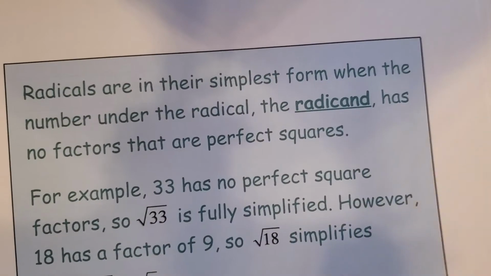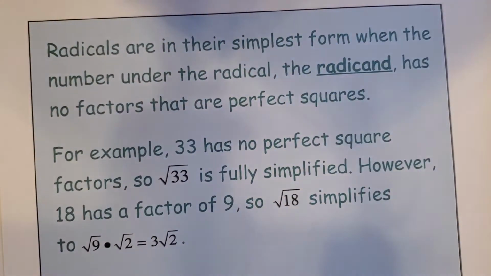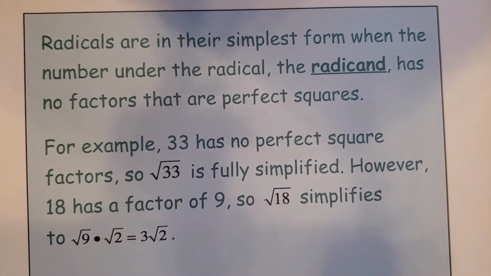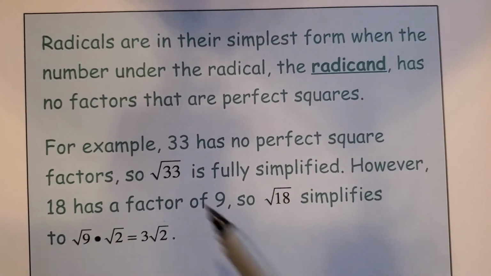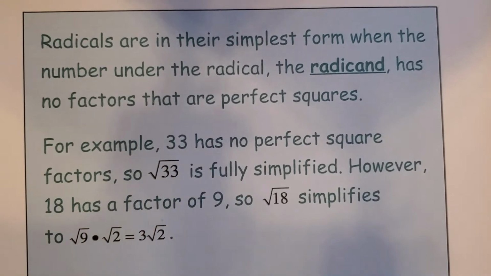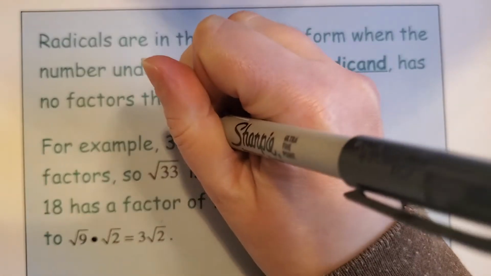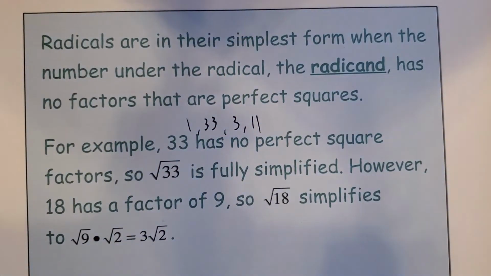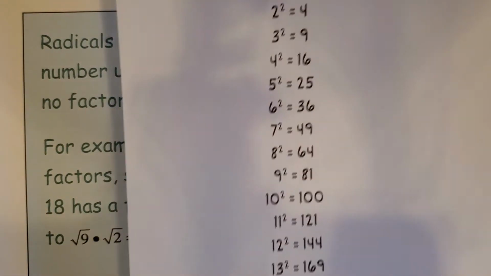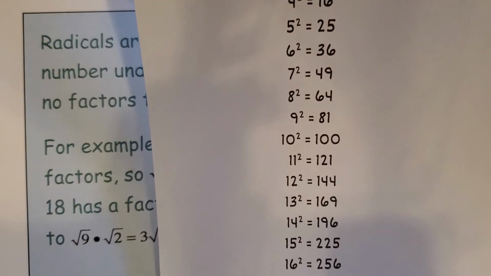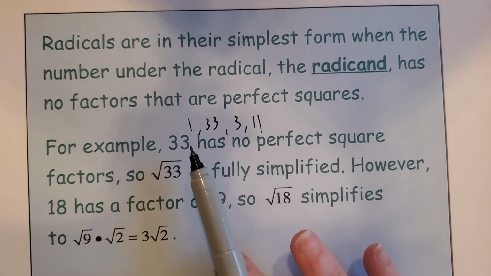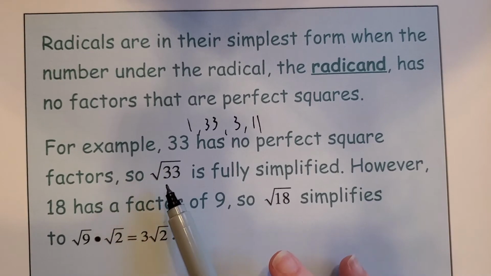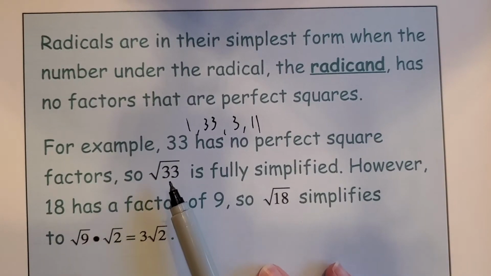Okay. So, radicals are in their simplest form when the number under the radical, which is called the radicand, has no factors that are perfect squares. So here's what that means, all right? If you think about the factors of 33, what would they be? 1 and 33, and 3 and 11. And that's it, all right? And if you go back to your perfect squares list, none of those numbers are on the list as perfect squares. 33 has no perfect square factors, so the square root of 33 is fully simplified.